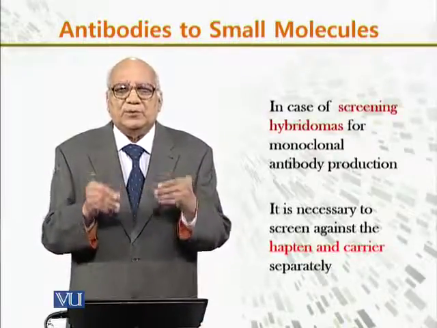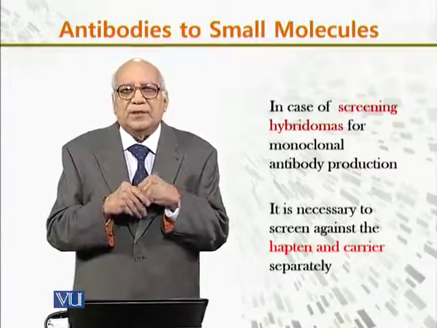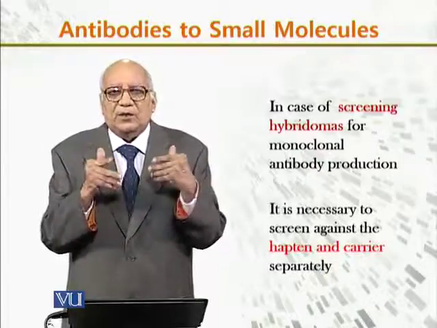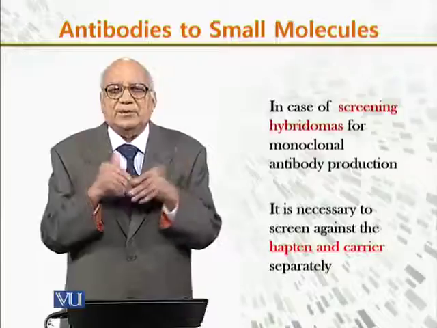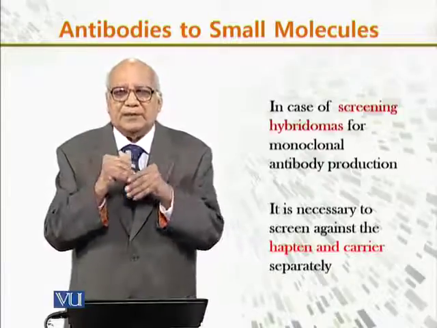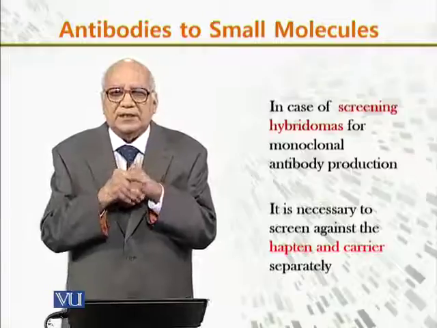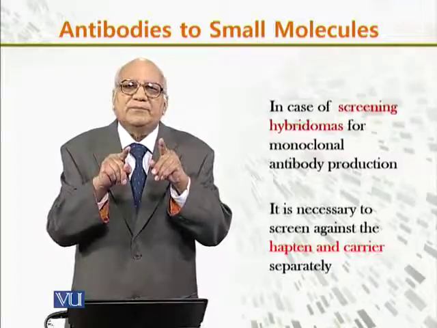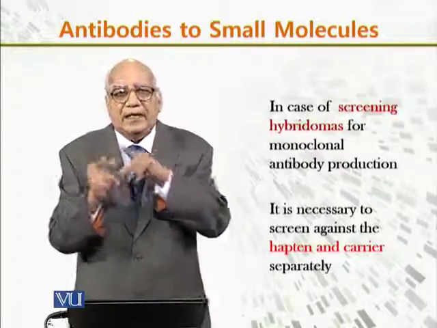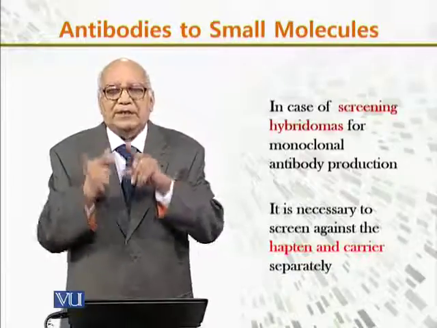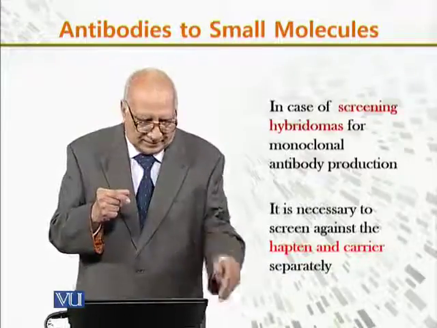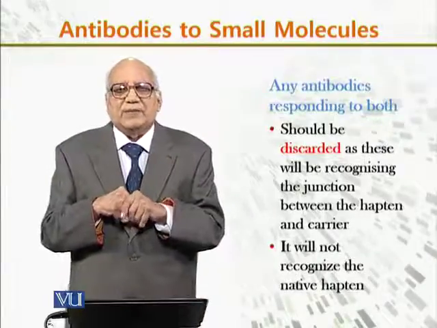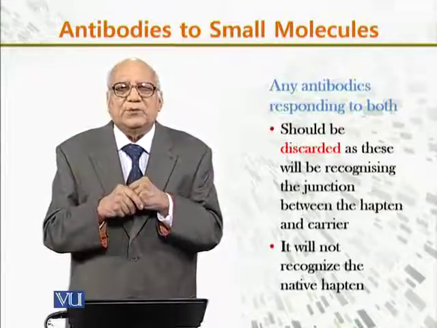hybridomas for monoclonal antibody production, you see we are producing the hybridomas as well, which we have discussed earlier. Now, if we have to screen the hybridoma for monoclonal antibody production, it is necessary to screen against the hapten and the carrier protein. So you have to screen them against the hapten and the carrier protein, which you have made separately. Why? We will discuss here any antibody which responds to both.